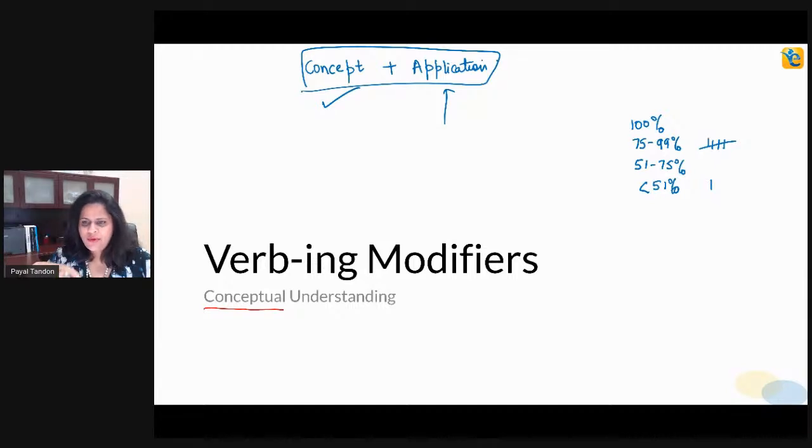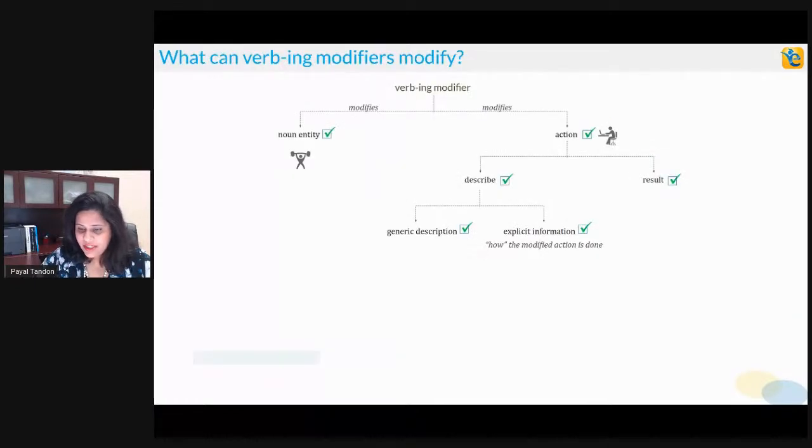So what I'll do, just for the sake of making sure that everyone is on the same page, is give you a broad understanding of what verb-ing modifiers can and cannot modify. Okay, so verb-ing modifiers are very versatile modifiers. They can modify nouns, they can modify actions. So both entities can be modified by a verb-ing modifier.